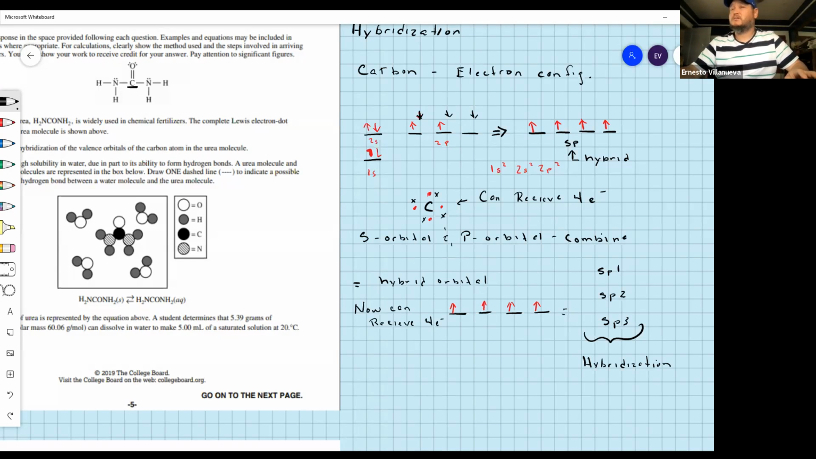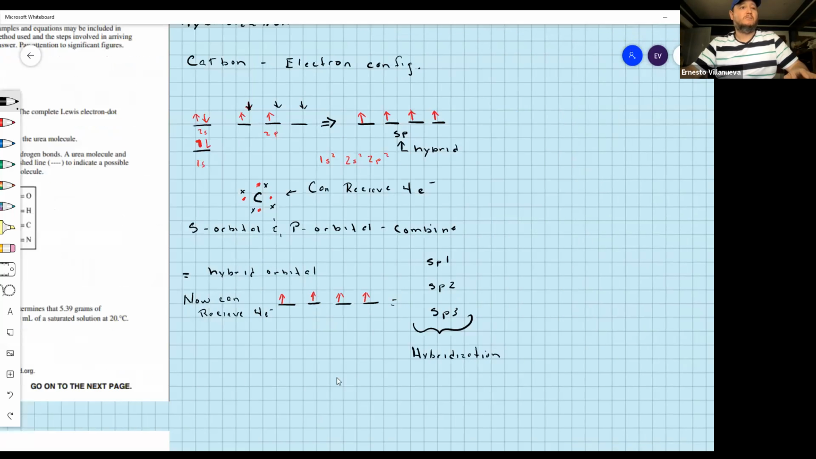Here's carbon as we know it. And this is also in your notebook, by the way. Oh my God, this computer is so slow. I'm sorry, guys. There it goes.